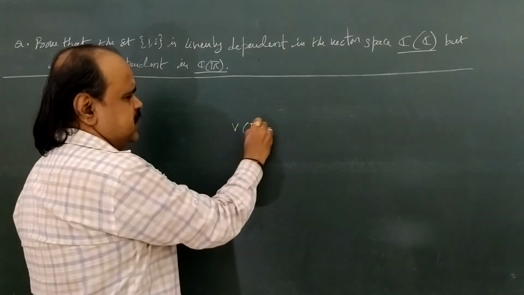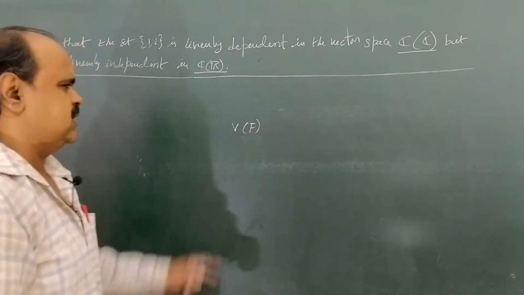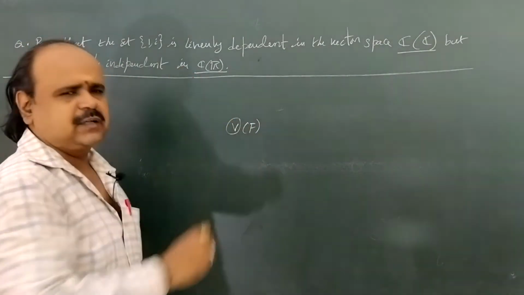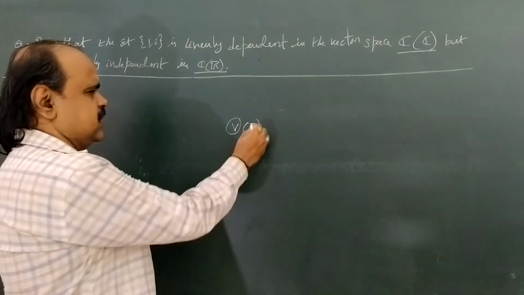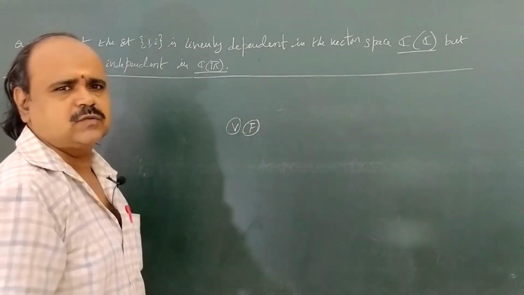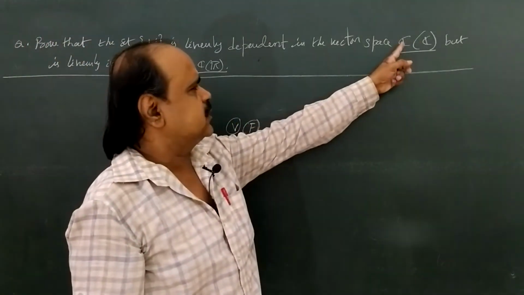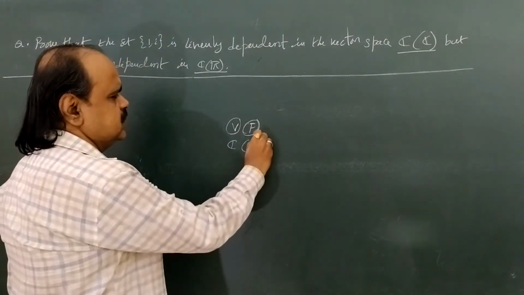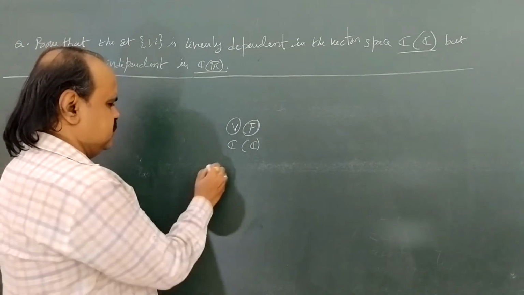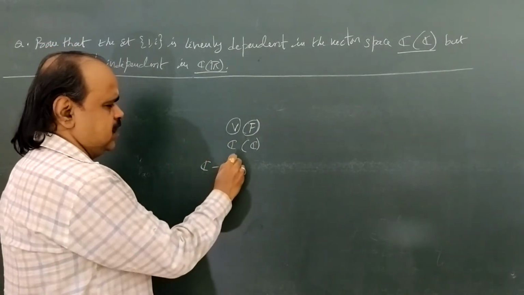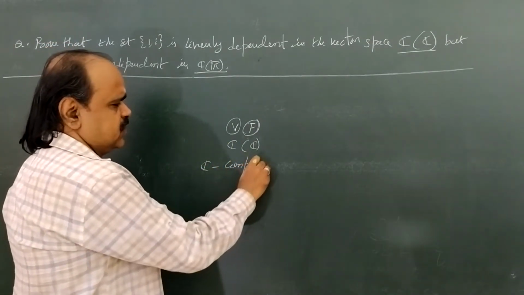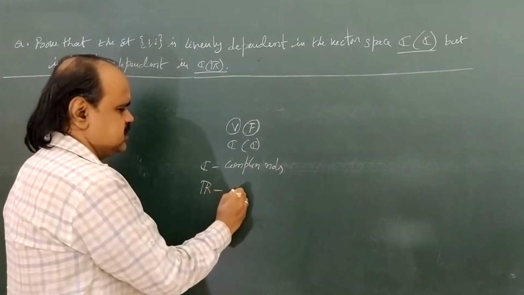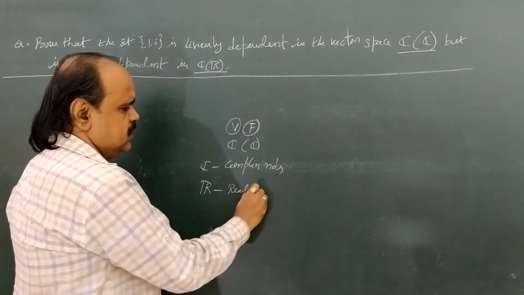What we have, basically we define a vector space as V of capital F. That means here V is the vector space, the set of vectors, and capital F is the field of scalars. Okay. Here we see the vector space C of C. In the real number system, this C means the set of all complex numbers, and R is the set of all real numbers.